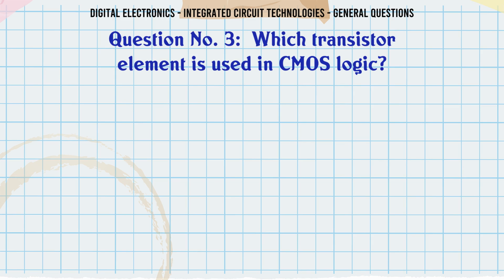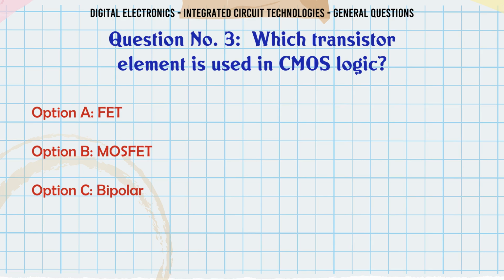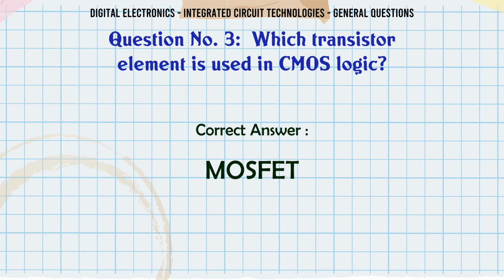Which transistor element is used in CMOS logic? A, FET. B, MOSFET. C, bipolar. D, unijunction. The correct answer is MOSFET.